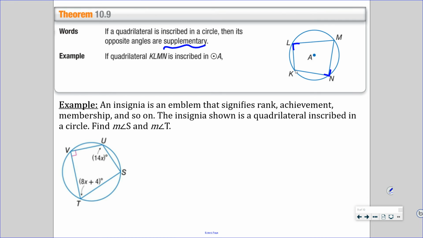Maybe I already said this. Do you guys remember what supplementary means? Add to 180. Good. S, straight angle, 180. So angle L plus angle N are going to total 180. Those are opposite angles. K and M, also opposite angles. Those are going to add up to 180.